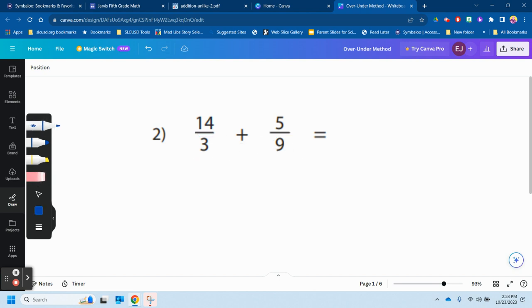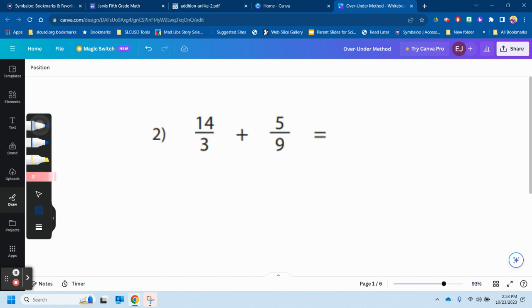So usually what I do is I write out multiples of 3, not all, but like 6 of the multiples of 3. I start writing multiples of 9. I look for a common one that they're both divisible by evenly. In this case, 9 is divisible by 3, meaning I can multiply 3 by a number and get 9. So I found my common denominator, and it's 9.